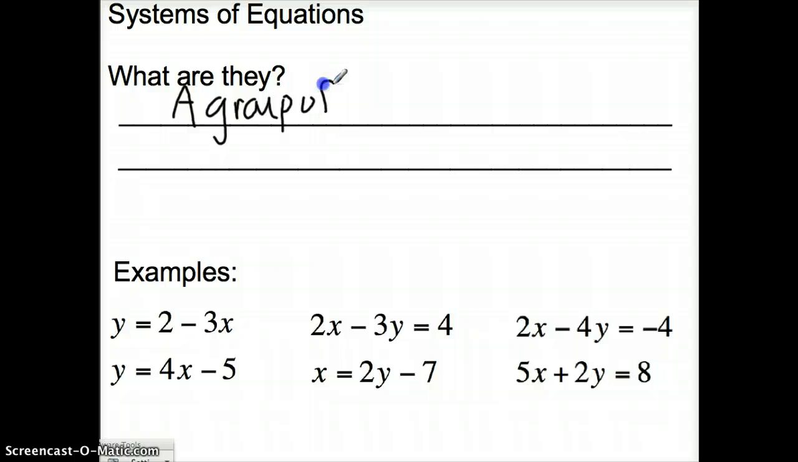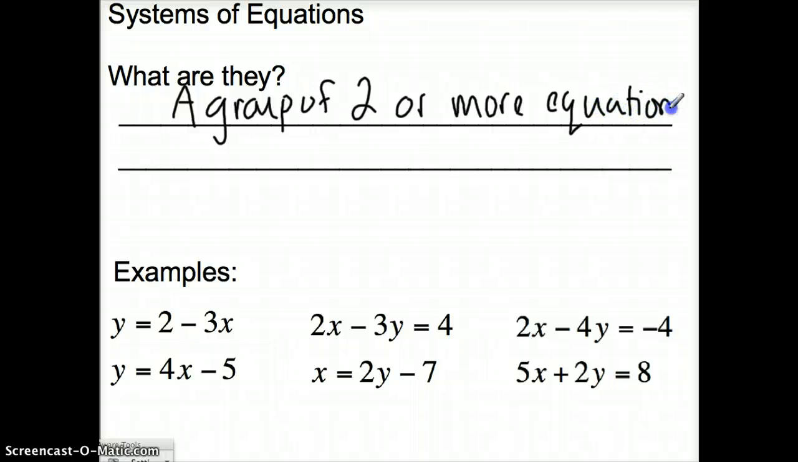A group of two or more equations with multiple variables.